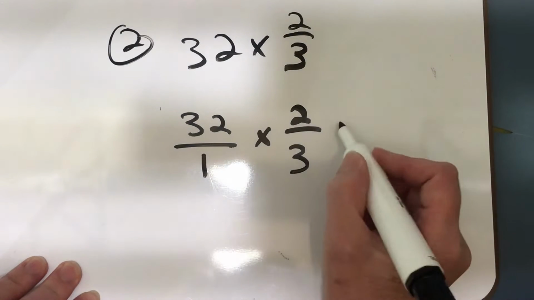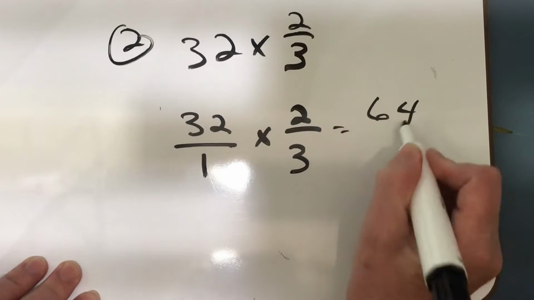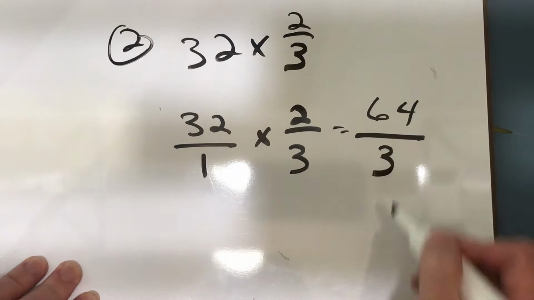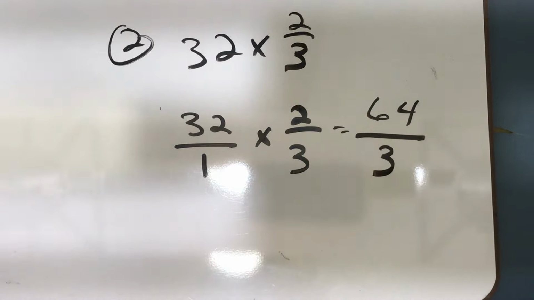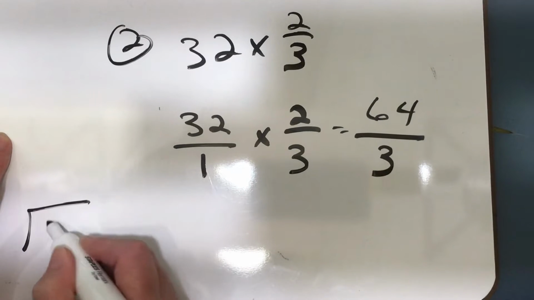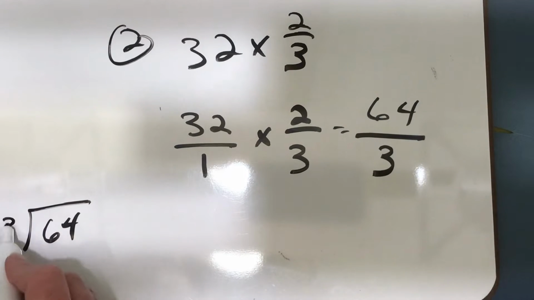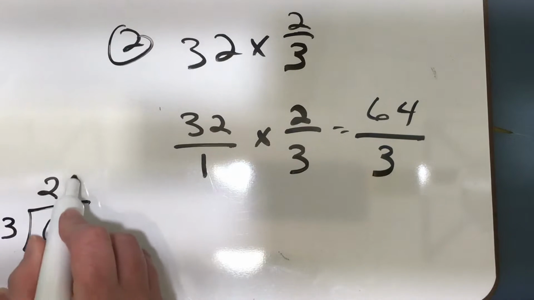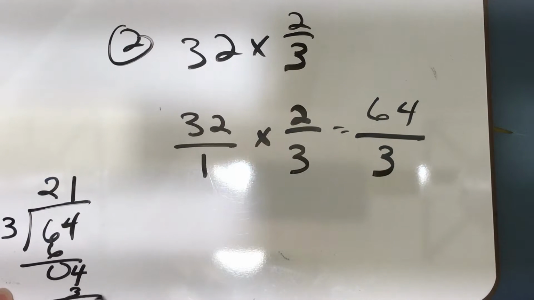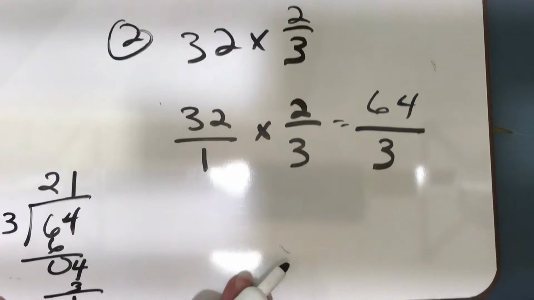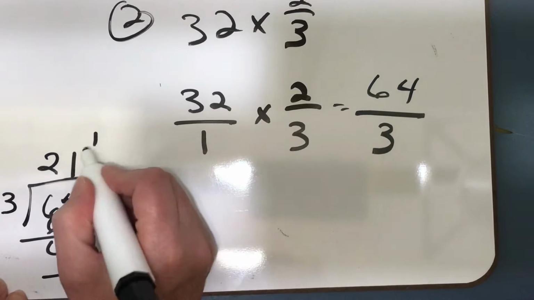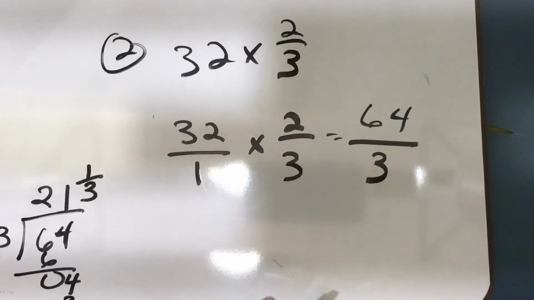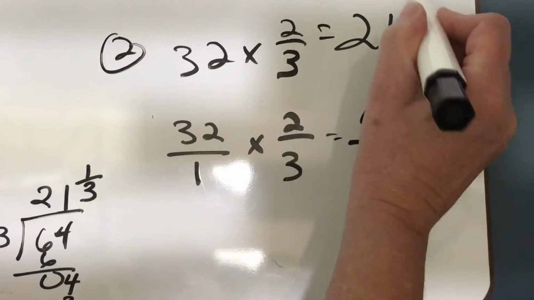So 32 times 2 equals 64. And then 1 times 3 is 3. 64/3. But I can't leave it as an improper fraction. I need to change that to a mixed number. Remember, we divide. So if I take 64 divided by 3, 3 goes into 6 twice. 2 times 3 is 6. And then bring down my 4. 3 goes into 4 one time. 1 times 3 is 3, with 1 left over, so that 1 would be 1/3. So 21 1/3 is what 32 times 2/3 equals. 21 1/3.